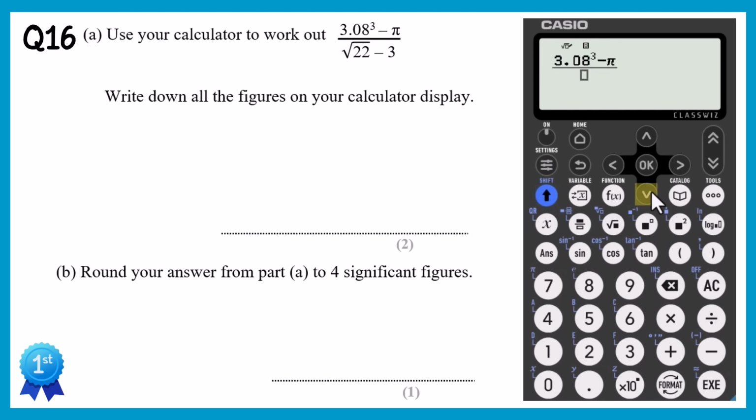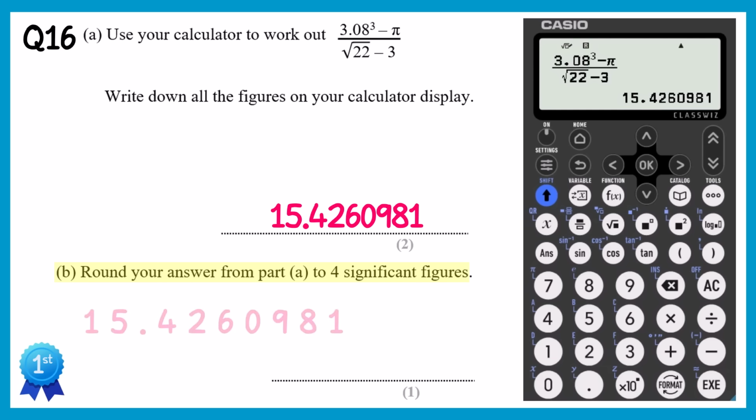If you have an older style calculator, it may be at the bottom of your calculator. Then we go down and press the square root for 22, and really importantly, right arrow to get out of that square root, and then subtract 3. Then we can press execute or equals depending on your calculator, and we get this answer here. This question says to write down all of the figures on your display, so you must write down the whole thing, 15.4260981.